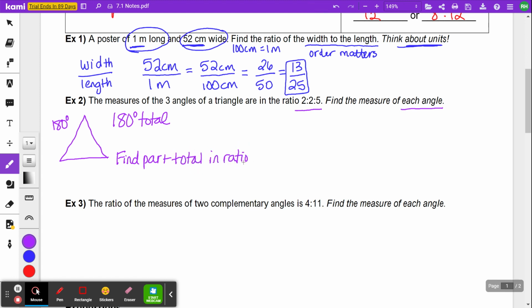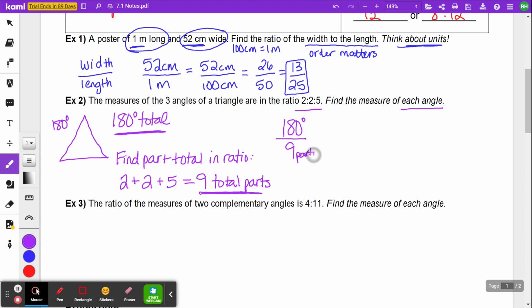Okay, that means you're simply going to add up the numbers in your ratio that's given to you. So 2 plus 2 plus 5 gives us 9 total parts. Well, if I have 180 degrees in my triangle and there are 9 total parts making up my triangle, I want to figure out how many degrees are in each part. So 180 degrees divided by 9 total parts, right? 180 divided by 9 is going to give me 20 degrees for each part.